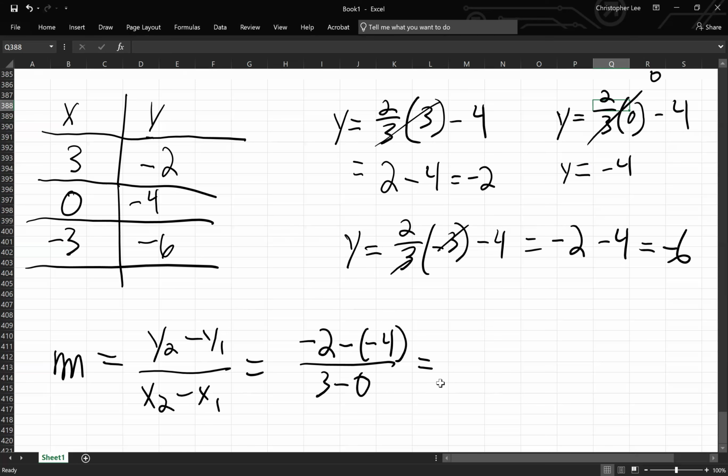So a negative and a negative is a positive, so -2 plus 4 is, no, no, no, yeah, +2, right? And what's 3 minus 0? That's the hardest one. It's 3? Okay, good, good, good. Then that's it. So that's how you prove it. Questions on this? Easy, right?